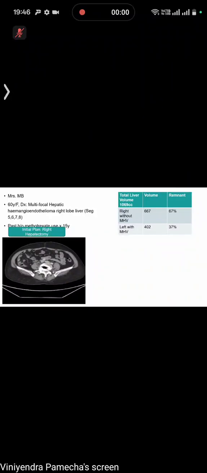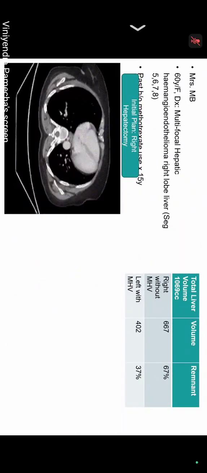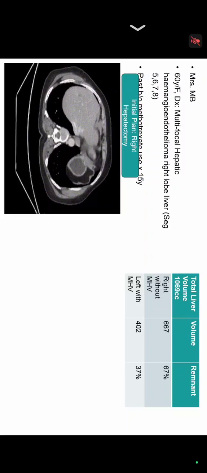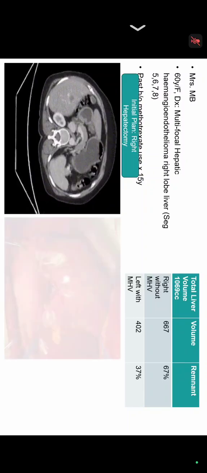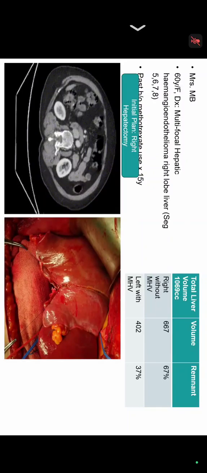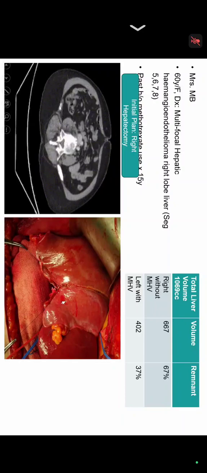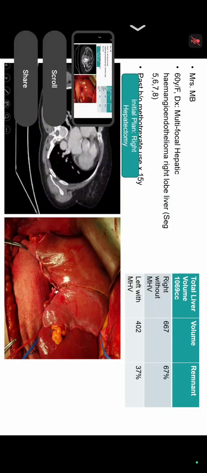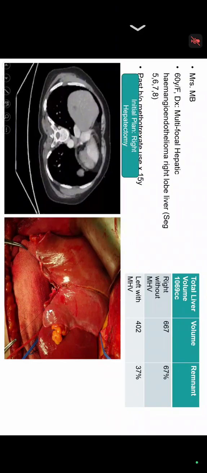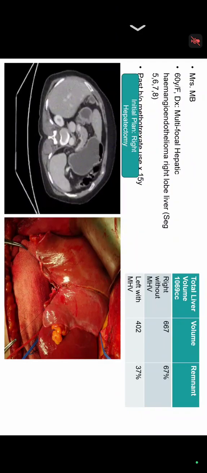Left with MH was 37%. So we thought maybe a right appendectomy should be straightforward with her. But when we went in, this is what the liver looks like. You can see this liver is very steatotic and steatohepatitic as well, with some bands as well. So we thought we'll just do an ALPS on her.